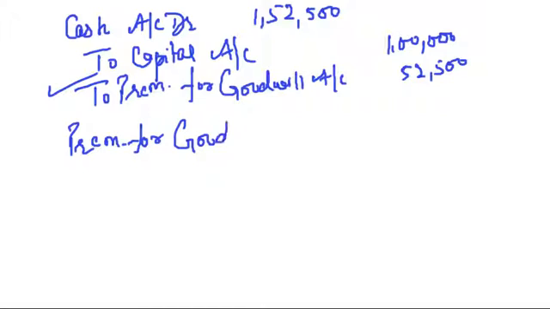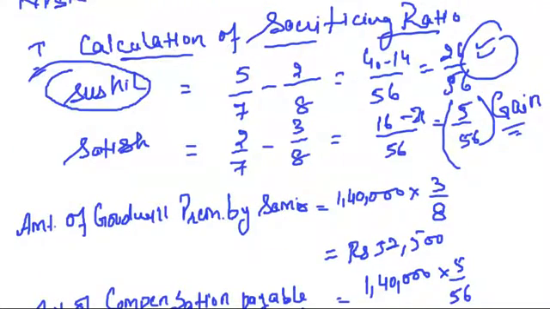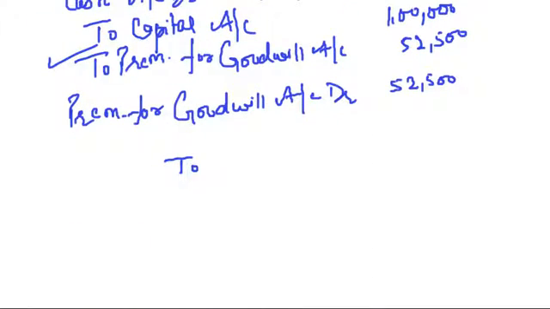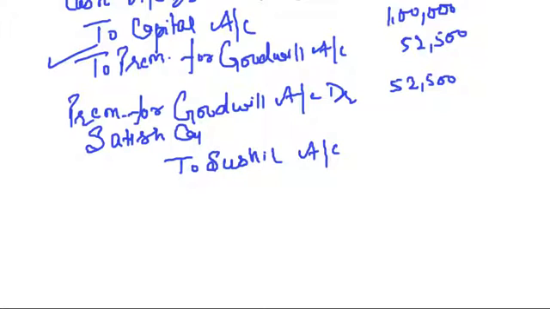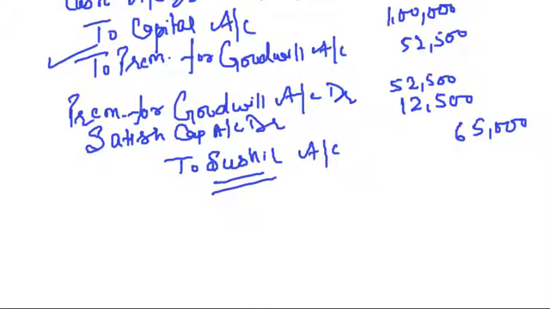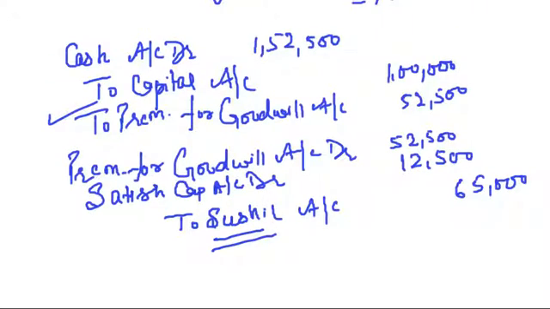Premium for goodwill account debit 52,500 to who is the sacrificing partner? Sacrificing partner is only Sushil and not Satish. Satish is the gaining partner. So all of the premium will go to Sushil only, to Sushil account. Now Satish also has to compensate Sushil. So I will debit the Satish capital account with 12,500. So what is the total? This comes to 65,000. This Sushil will get. Clear?